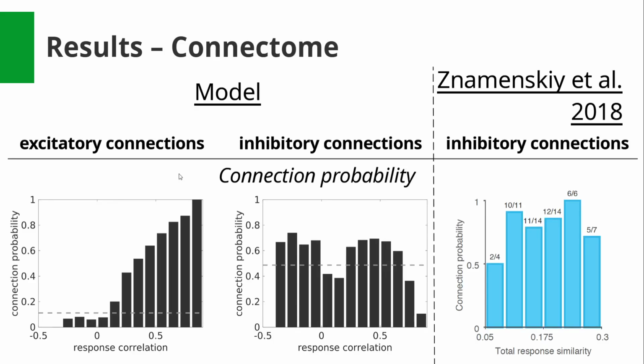Finally, we analyzed the learned connectome in our model. While excitatory neurons show a clear trend that neurons which share a higher response correlation also are more likely to be connected, we observed a different pattern for inhibitory neurons. Uncorrelated neurons have a connection probability slightly below chance level, whereas negatively and positively correlated neurons are slightly above. However, the connection probability drops for highly correlating neurons.